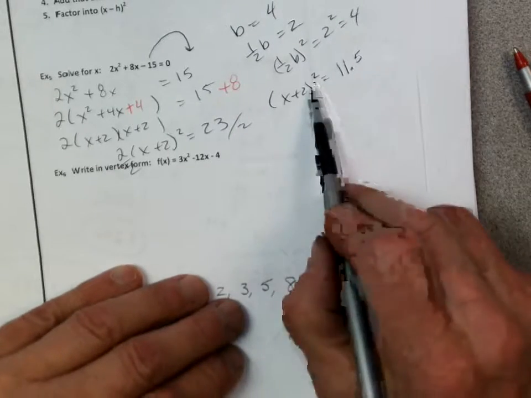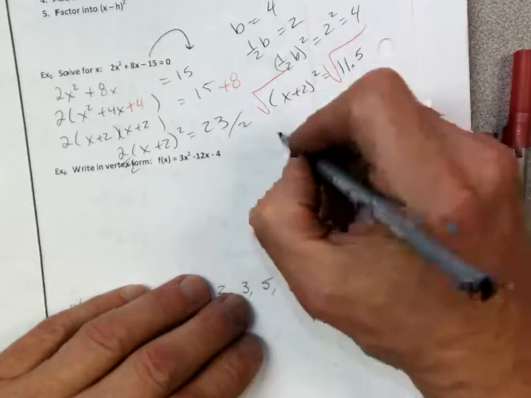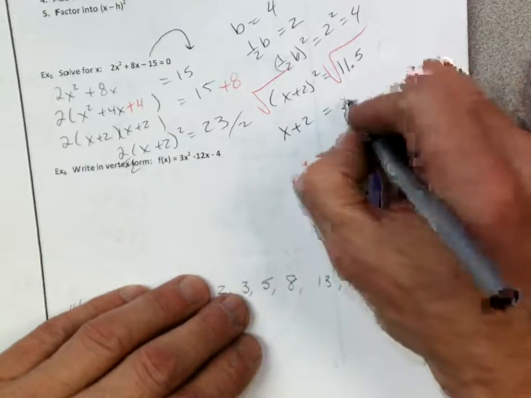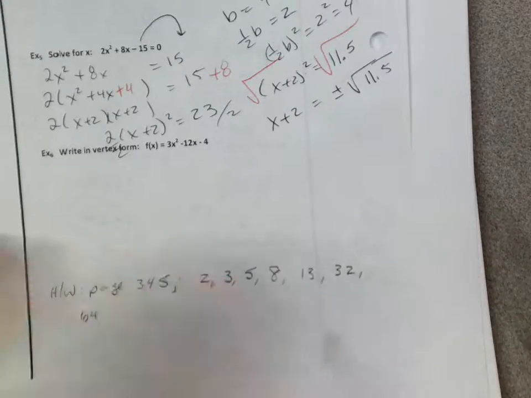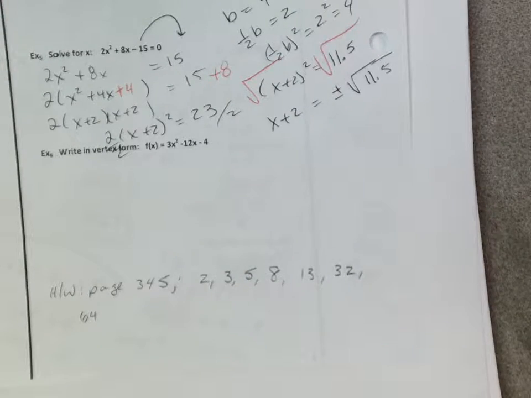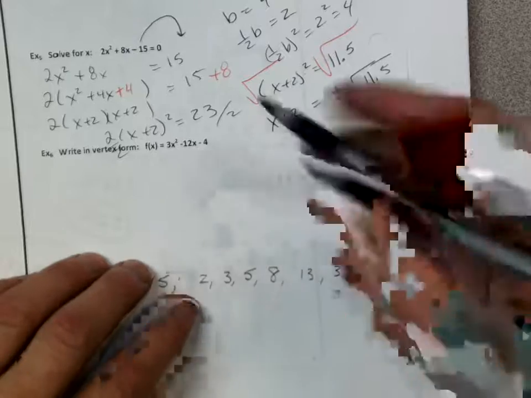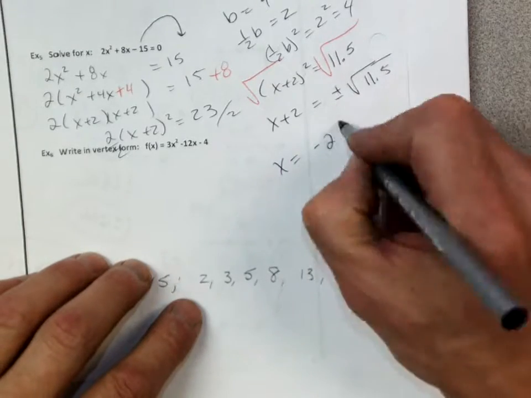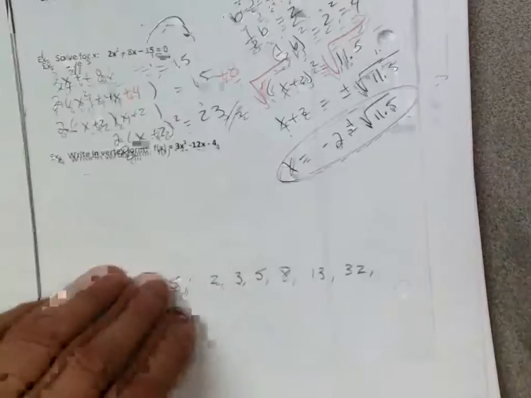Get rid of the square, so I'm going to square root it. So I'm going to have x plus 2 equals plus or minus the square root of 11.5. Now you can't do much with that. It's just 11.5. You can't do anything with that, okay? Bring over the 2. How do I bring over the 2? Subtract it, right? So x is equal to negative 2 plus or minus the square root of 11.5. Whew!